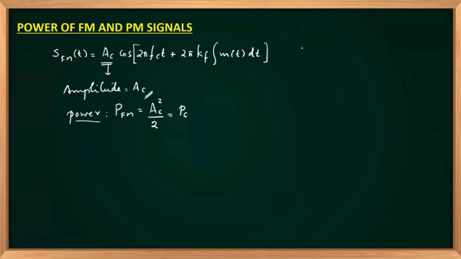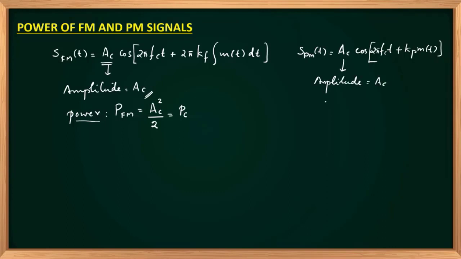If we consider the PM wave, its expression is s_PM(t) equal to Ac cos(2π fc t + Kp m(t)). This is the expression for the instantaneous value of the PM wave. Here also amplitude is a constant value, equal to Ac. Power of the PM signal is also a constant value given by carrier power.